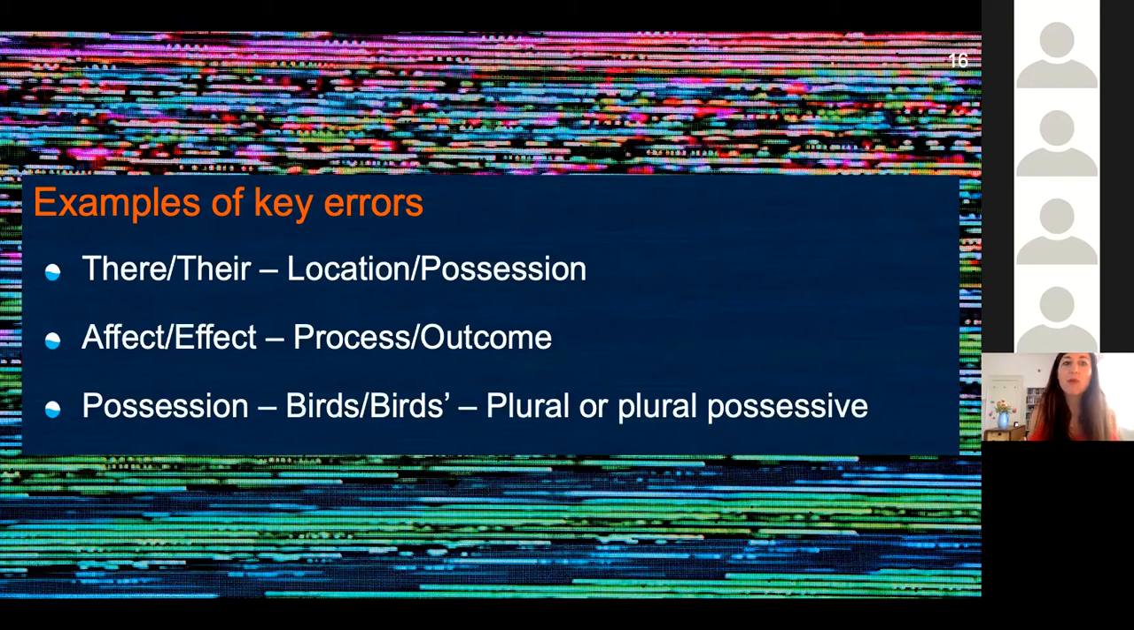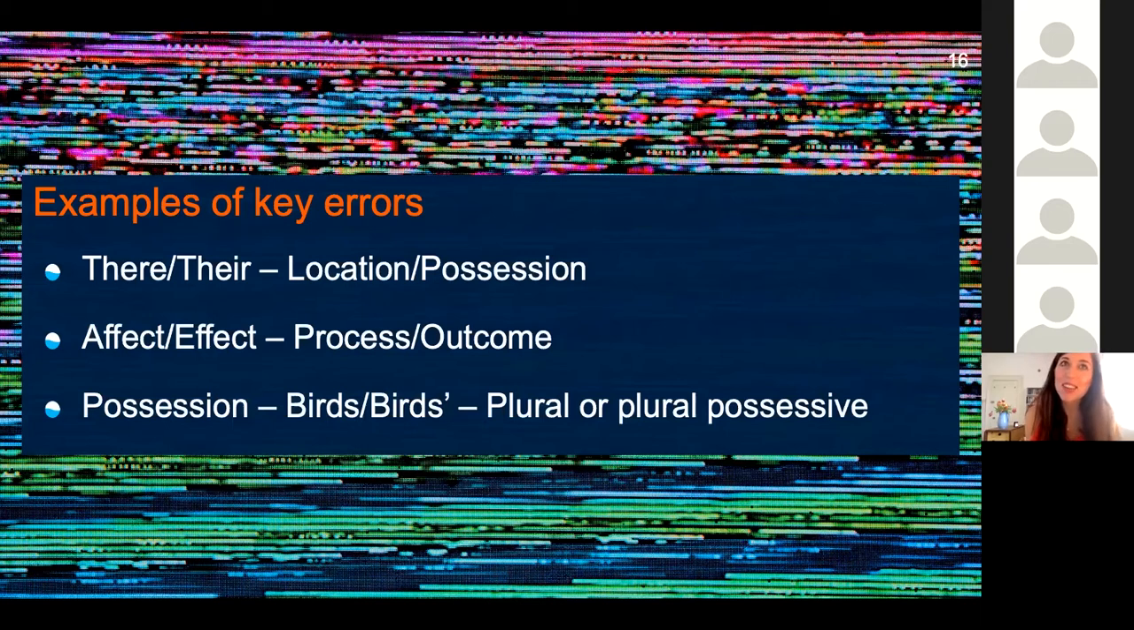The third one I'm going to mention is possession. So, for example, sometimes I see people writing a plural, say like the word birds, but they may be referring to an aspect of possession, like the bird's nest, which requires the apostrophe being after the S because it refers to a possession of the birds.